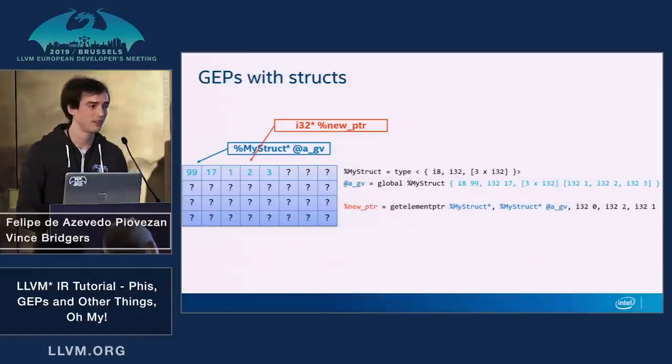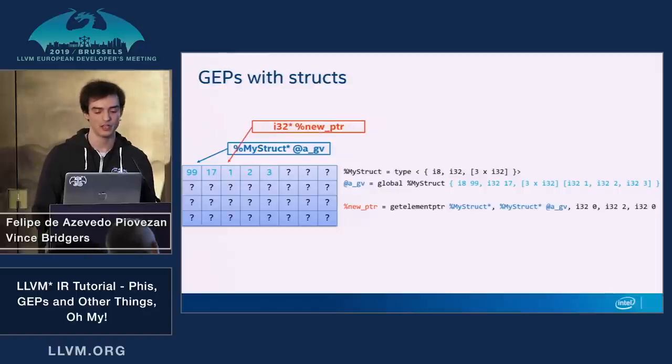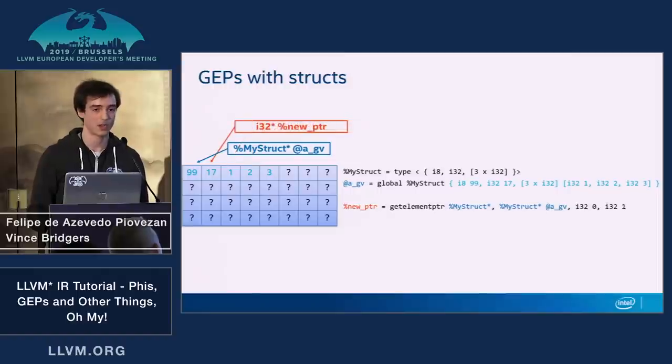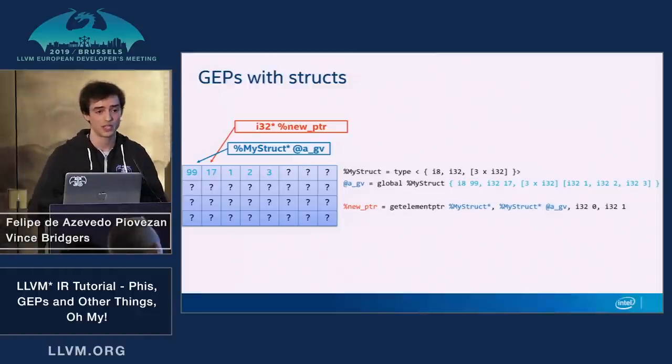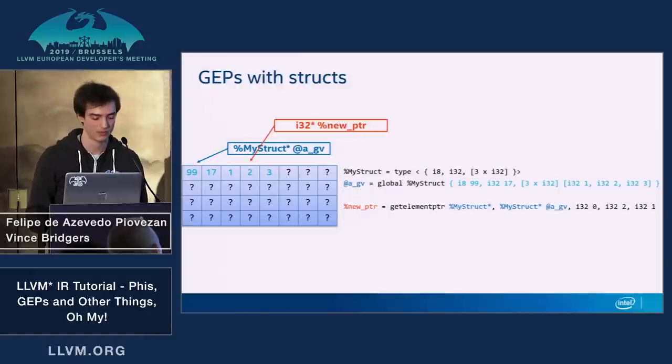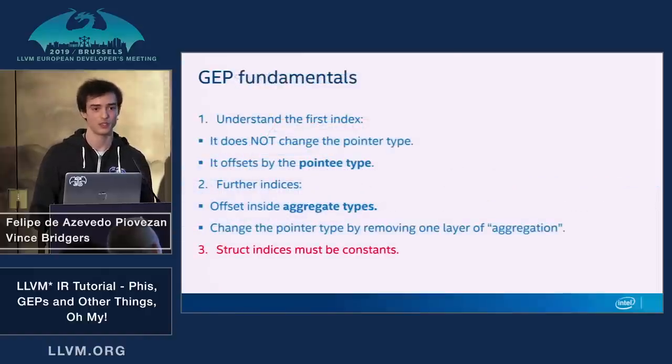Now, one thing to observe here is that when we're offsetting inside a struct, each member of the struct possibly has a different type. So this index here must be a constant. This is one of the restrictions of the instruction. That is, if you're offsetting inside a struct, because each element could have a different size, those indices must be constants. Otherwise, we wouldn't know how much to offset by. And that's one of the fundamental points about our GEPs. Struct indices must be constants.